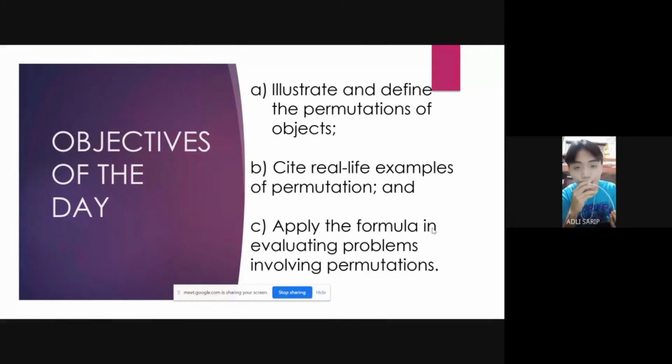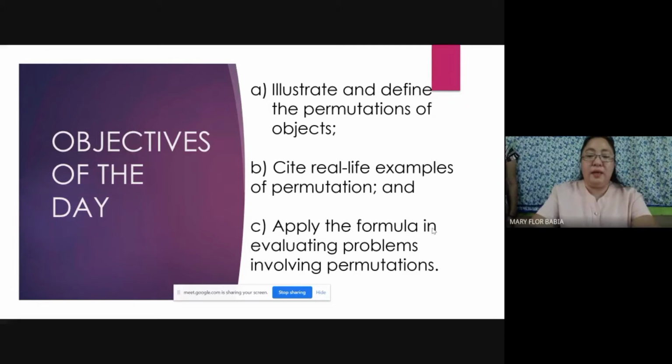So let us have our formal class now on the topic on permutation. Before we have our activity, let us have our objective for the day. Our objectives today: first, illustrate and define the permutations of objects. The second one is to cite real-life examples of permutation, and lastly, apply the formula in evaluating problems involving permutations.